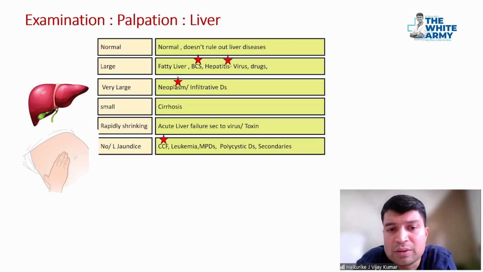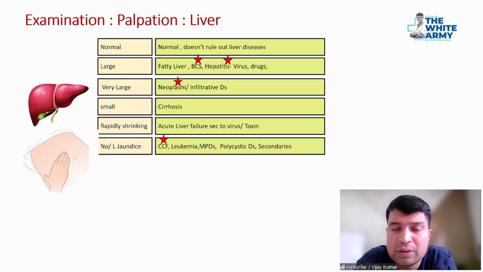A small liver is seen in cirrhosis. Then a rapidly shrinking liver is very important. A sudden change in the size of the liver is a medical emergency, because we have to get ready for transplant. Acute liver failure may need a transplant. AFLP of pregnancy also causes a sudden change in the size of the liver.